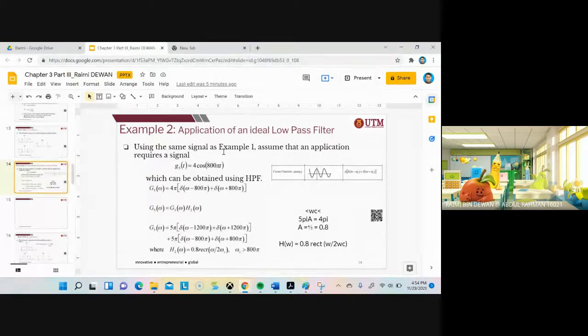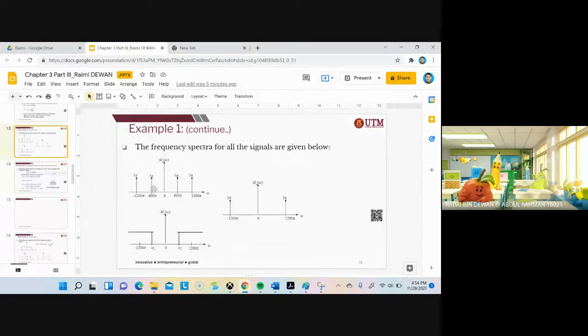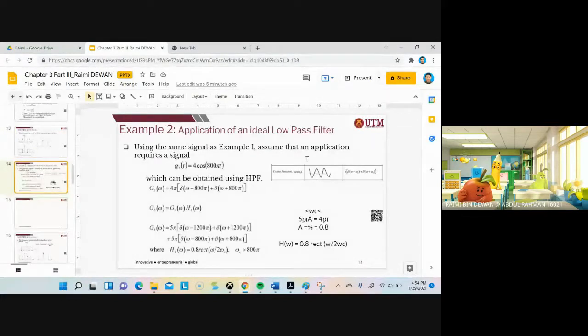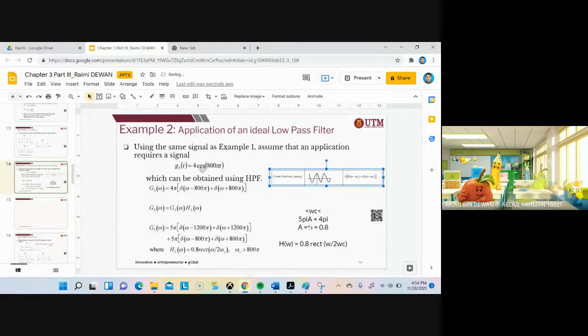So the application of the ideal low pass filter is in contrary, but it's almost the same. You can see here we are using the same signal as example one, the spectral lines and so on. Assume the application now requires a signal G5. Now we want the low pass filter, and this one will still be used. So now we want G5, which is the output.